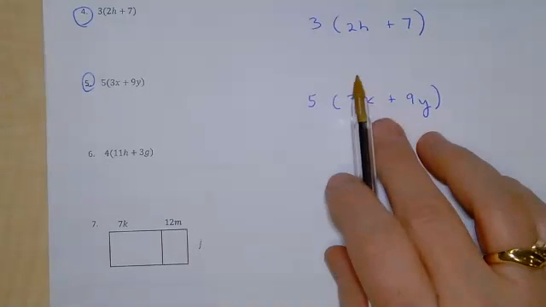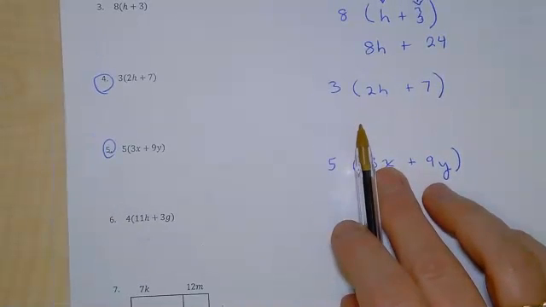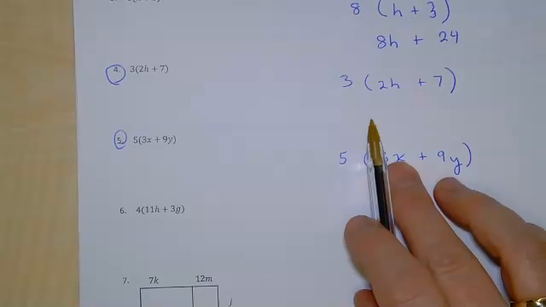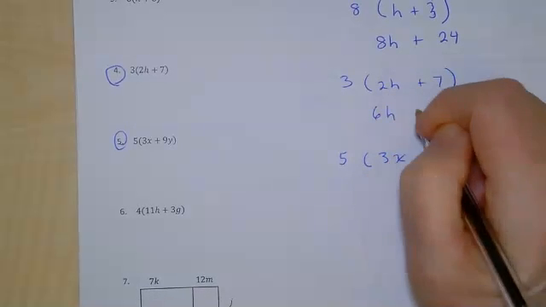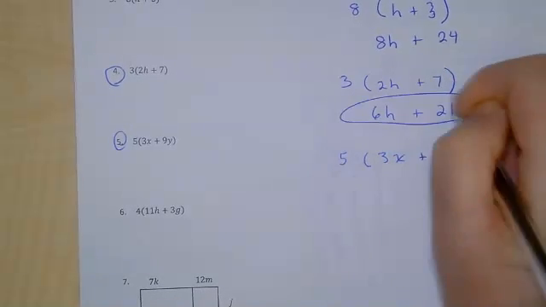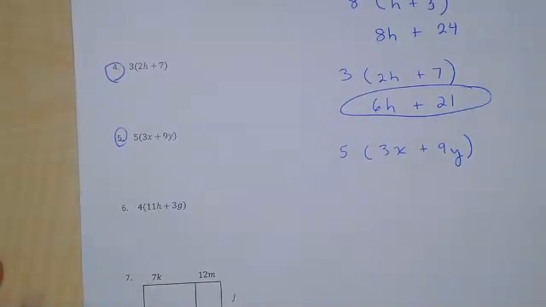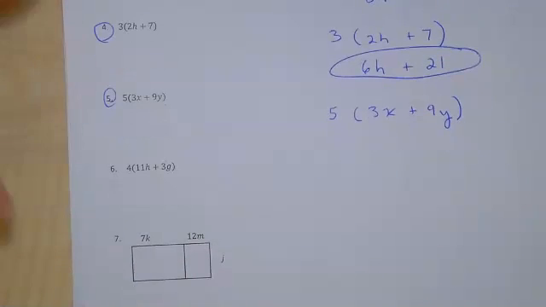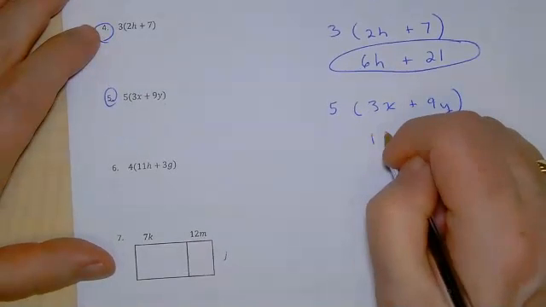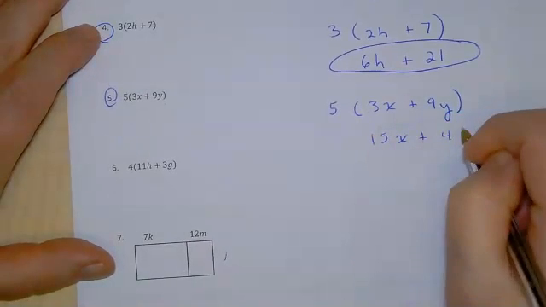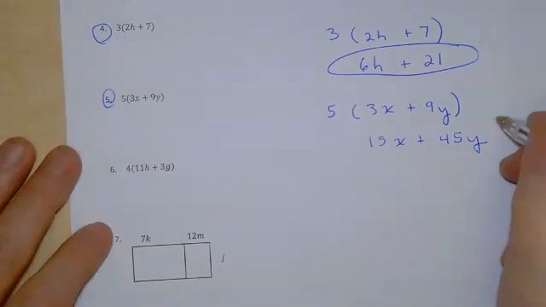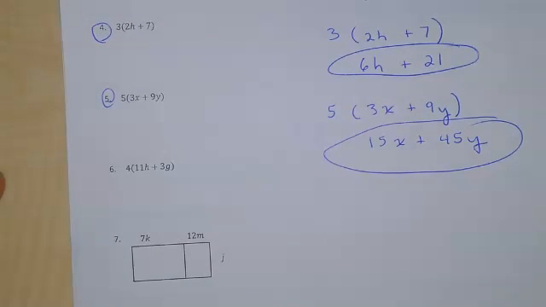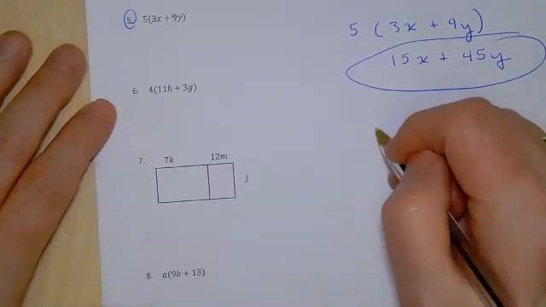Okay, let's look at this one first. 3 times 2 times h. Caden Knapp. 6h plus 21. He's a genius. And the next one, Liam. 15x plus 45y. Can you guys believe you're doing algebra? Just 2 weeks ago, you would look at that and go, what? What? All right, let's do 2 more.